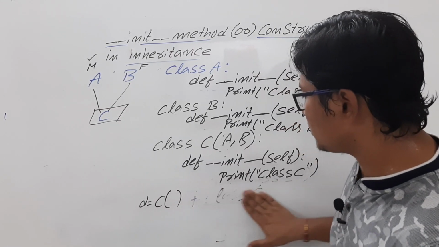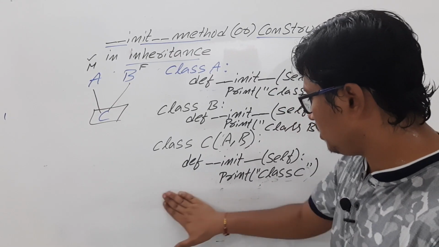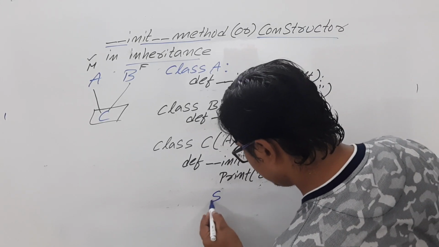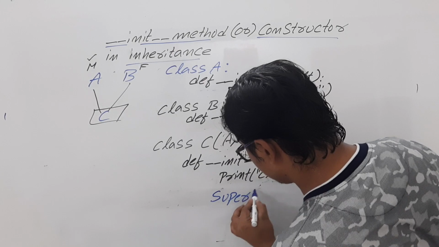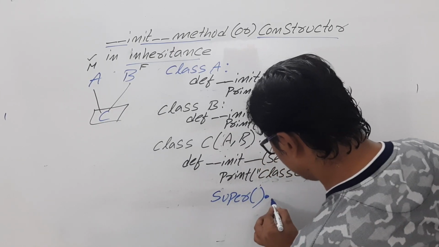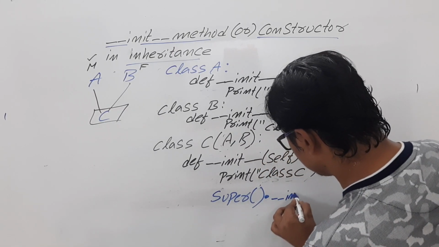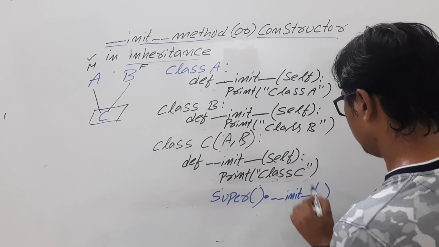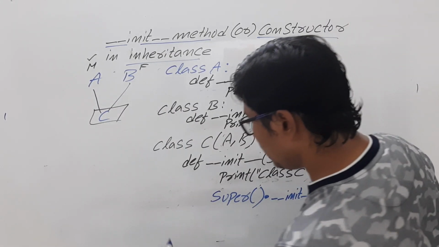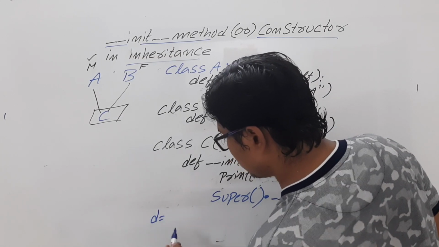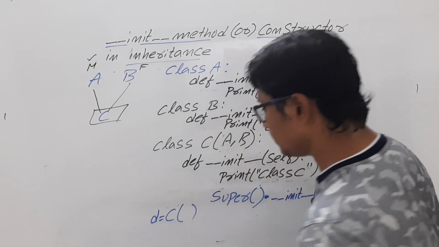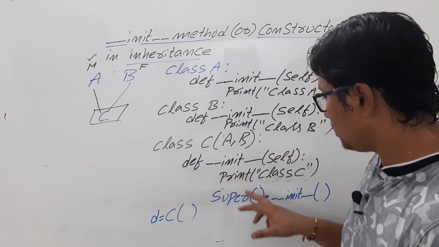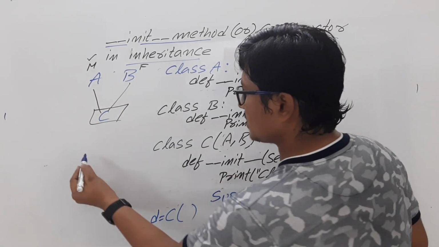Now let me change the code a little bit more. Now let's take that I have a statement called super().__init__(), and now you are creating an object called D for the class C. Then you know that this init method will be invoked, so you will get the output as class C first.